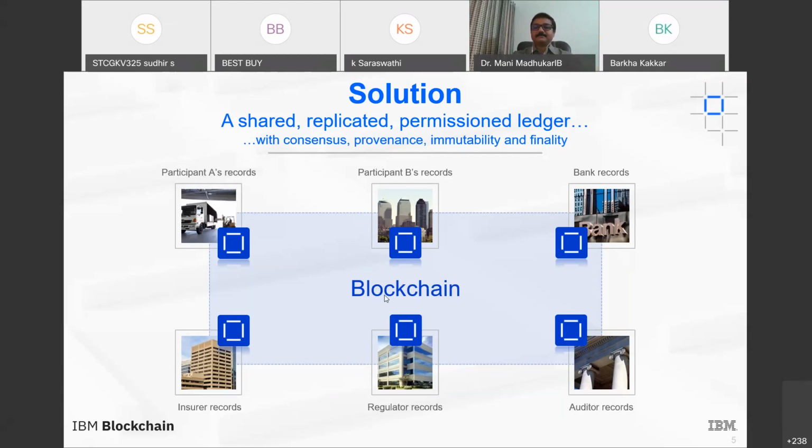Okay. Excuse me, Dr. Madhukar. Like this blockchain, can it be country specific? Normally it's global, I mean it is an open kind of network. But can it be made country specific or region specific?